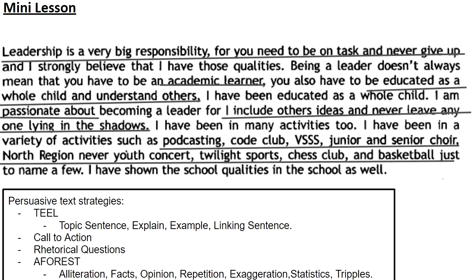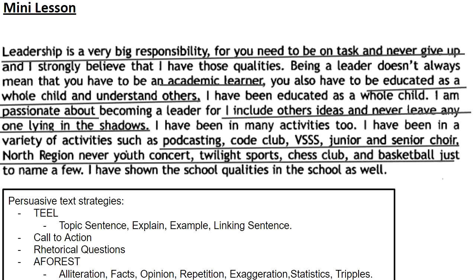And then we have something that's interesting. It's not necessarily a persuasive strategy. "I include others and never leave anyone lying in the shadows." This is a metaphor, or it could also be a cliche. To leave someone lying in the shadows means you forgot about them. So it's really great to see that this author is using strategies from other types of writing and has brought them into the persuasive structure.